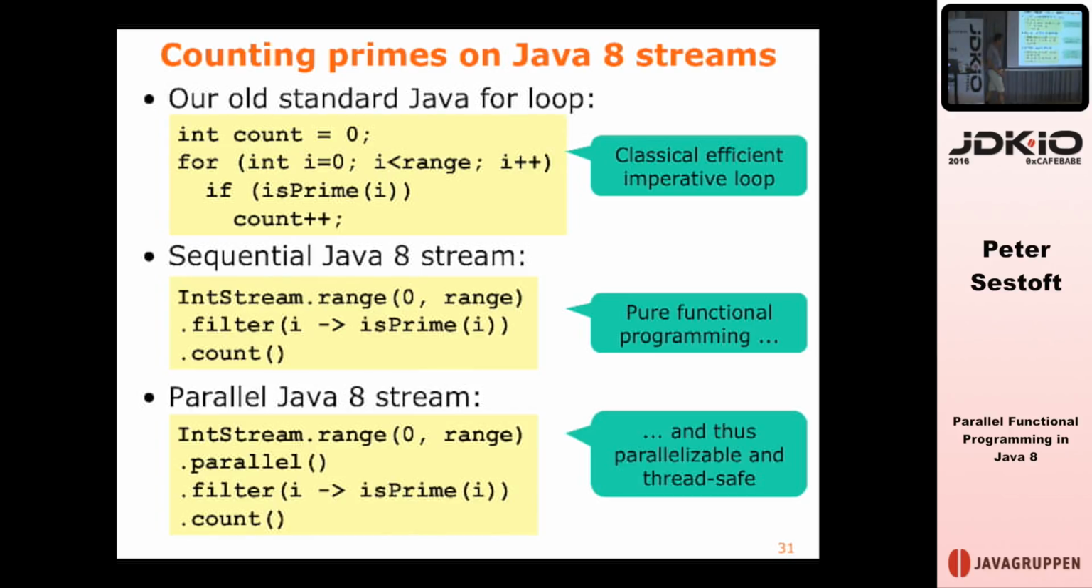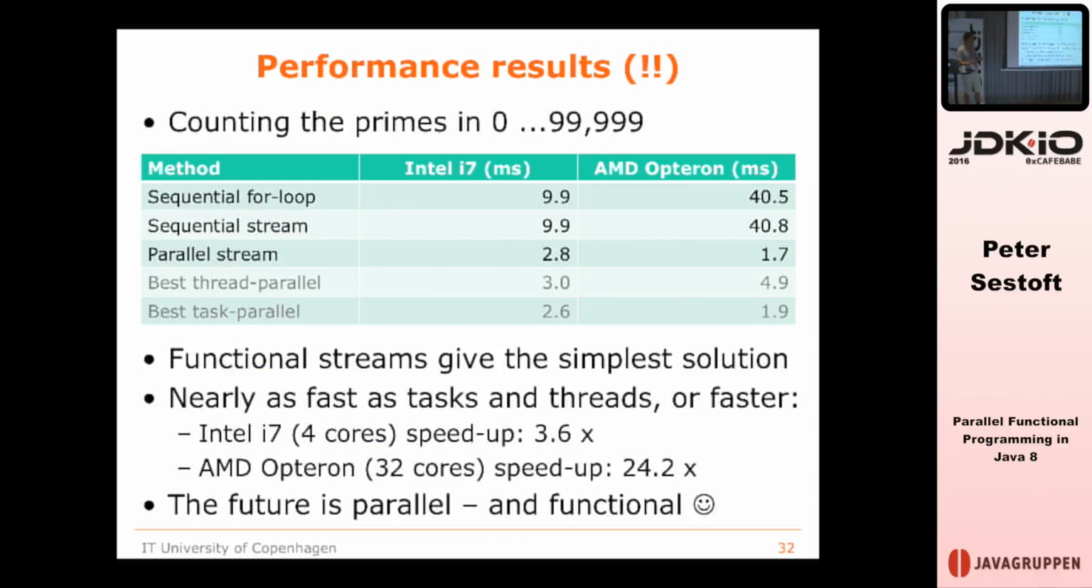But maybe there's hope. We could insert parallel here. So we take 10 million elements, we parallelize that stream, and in parallel we execute the filter and count operations. This is provided, of course, that isPrime is thread safe, and the simplest way of making that thread safe is to make it stateless.